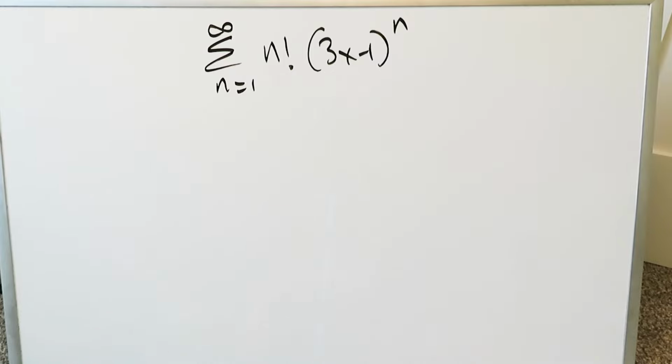We have here a power series, the sum from n equals 1 up to infinity of n factorial times (3x minus 1) to the power of n. You have to evaluate this. Determine those values of x for which this series is convergent.